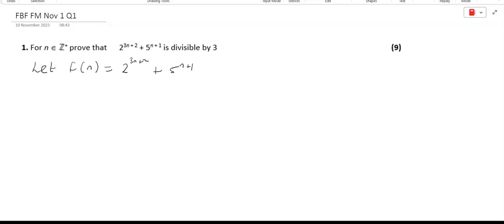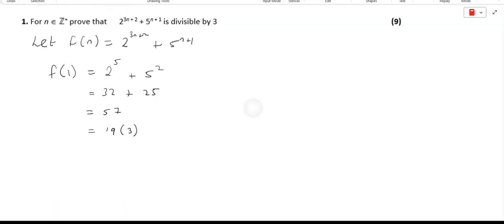Now, if we consider f(1) for our basis step, then we've got 2 to the power 3 times 1 is 3, plus 2 is 5, plus 5 to the power 1 plus 1 is 2, which is 32 plus 25, which gives us 57. And 57 is equal to 19 times 3, and therefore this is divisible by 3. So we've shown it to be true for the basis step. Now it's true for n equals 1.